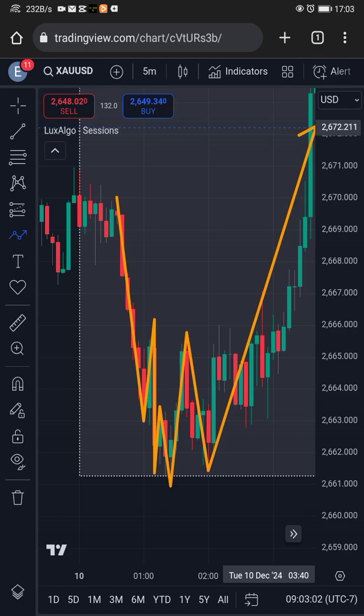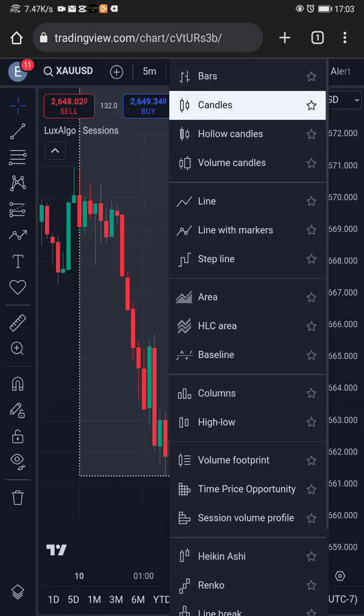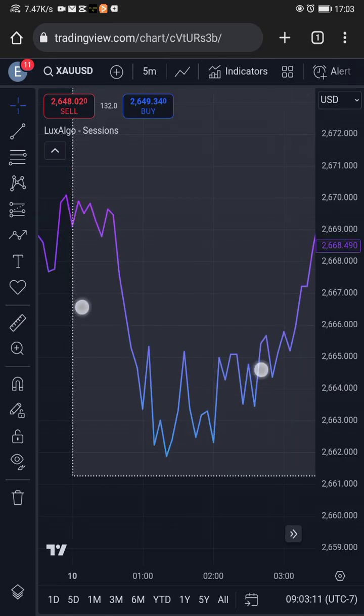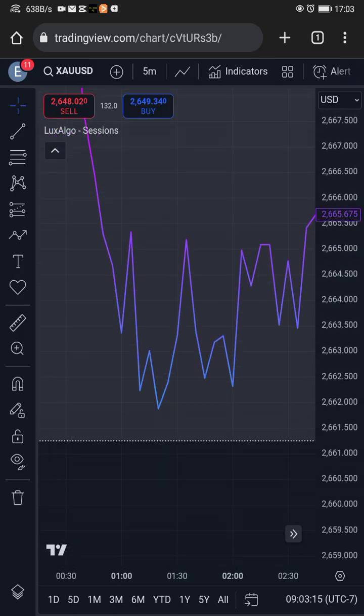I know that the market structure here is messy, but let me take you guys to a line chart. Then I'm going to turn this to a line chart. Now, the market structure right here on this box itself is self-explanatory.